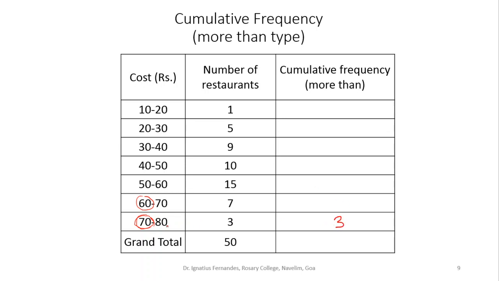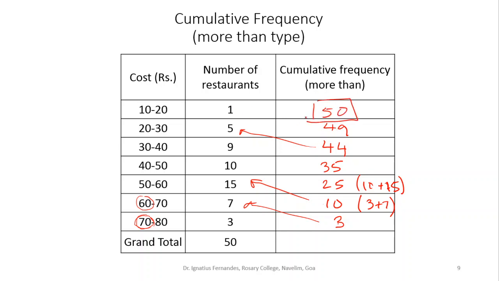So we start with the last row, 3, and now we add this 3 to 7. I'll get 10. This 10 I got as 3 plus 7. The next value is this 10 plus the next frequency, that is 15. So this I add here. I'll get 25. So this is 10 plus 15. The next value is 25 plus 10, 35. 35 plus 9, we get 44. 44 plus 5 is 49, and 49 plus 1 is 50.